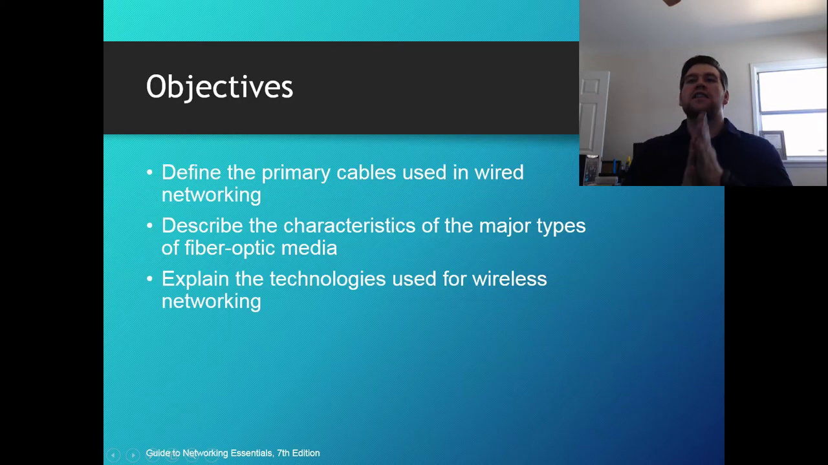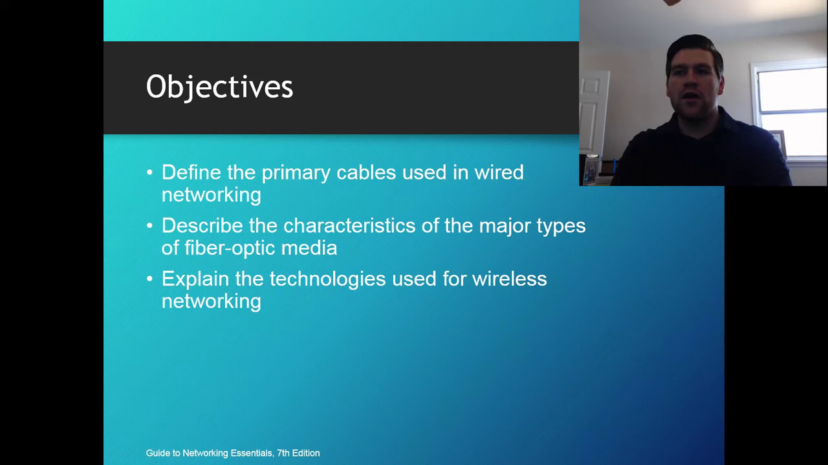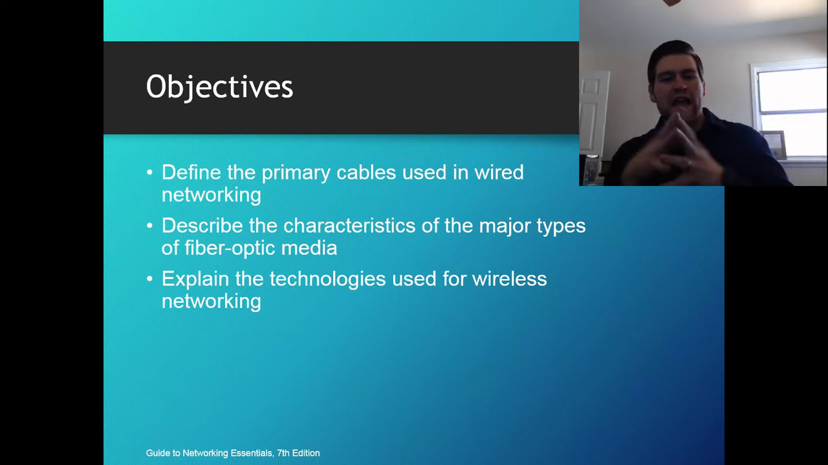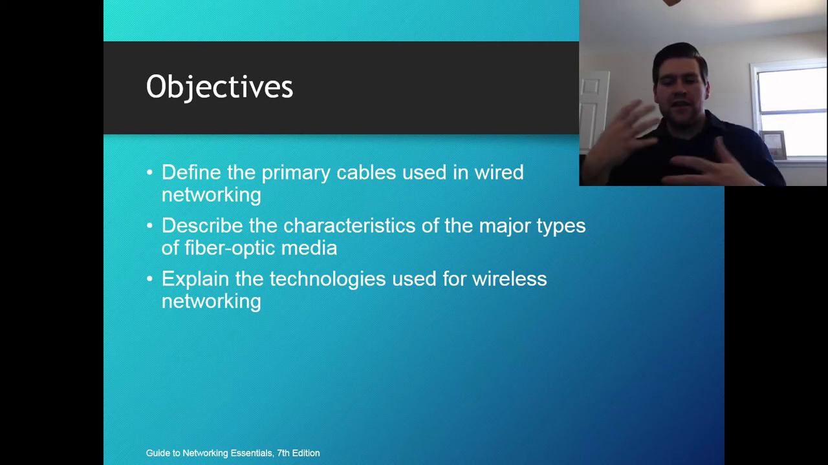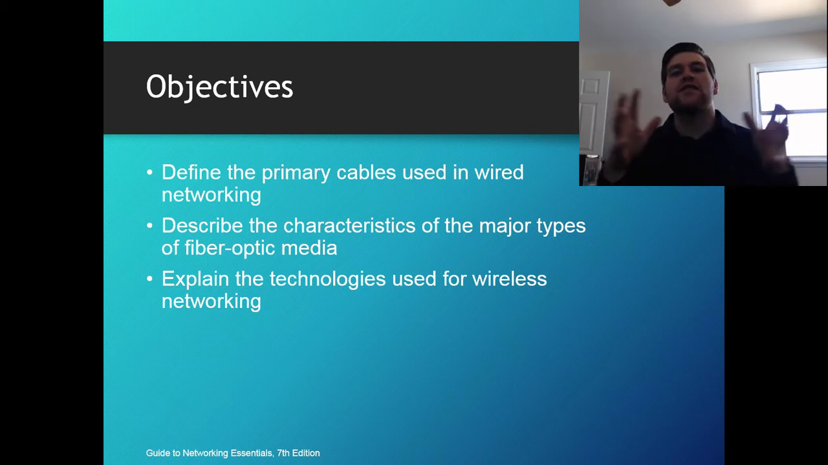Alright, so objectives for today. Define the primary cables used in wired networking. Describe the major types of fiber optic media, and explain the technologies used for wireless networking. So, defining the primary cables used in wired networking is kind of a general way of saying that we're going to actually look at not just the cabling, but also some of the definitions and terminology used in what's known as a cable plant, which is all of the cables in a network.